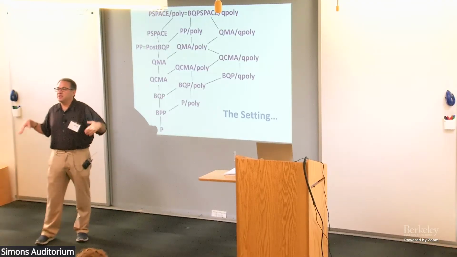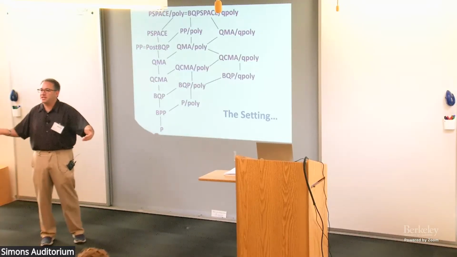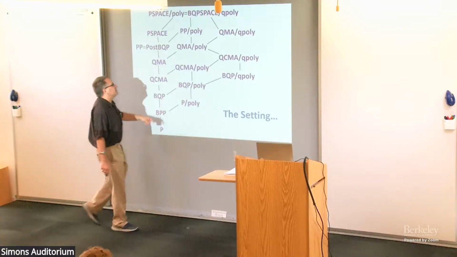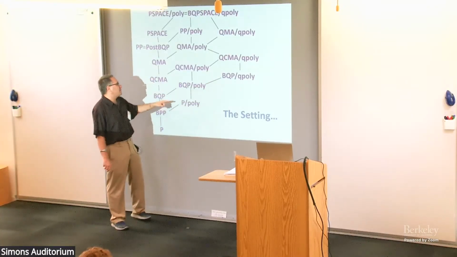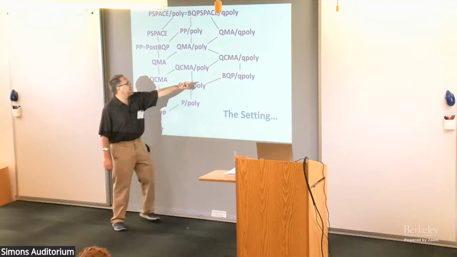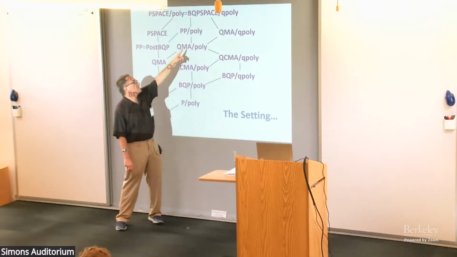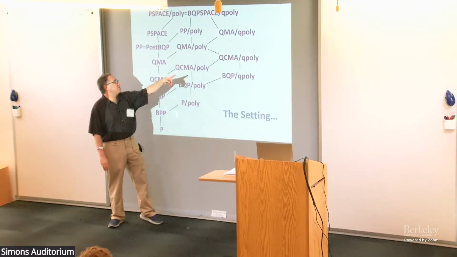Of course, there are limitations on what you can learn about a quantum state by measuring it. And those limitations may give you more power. BQP with quantum advice may be larger than BQP with classical advice. But in any case, it's no larger than, say, post-BQP with classical advice. And now there are further results.